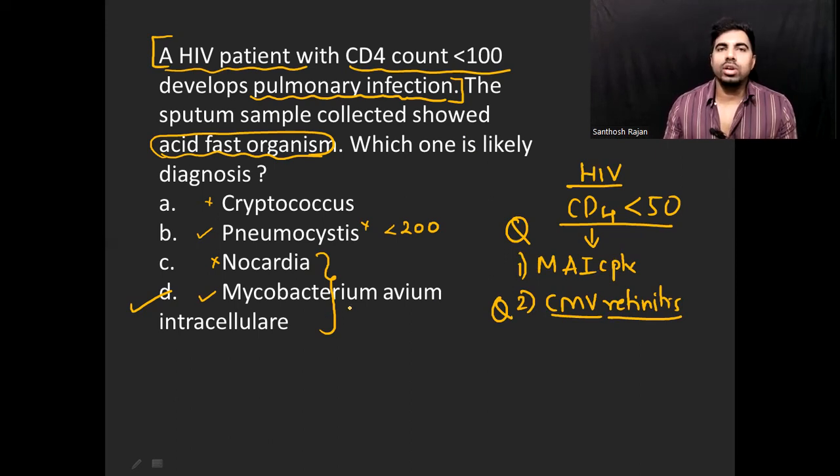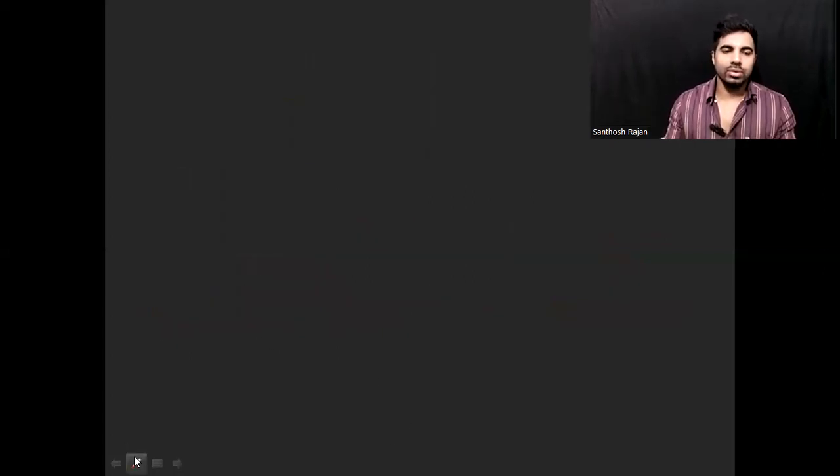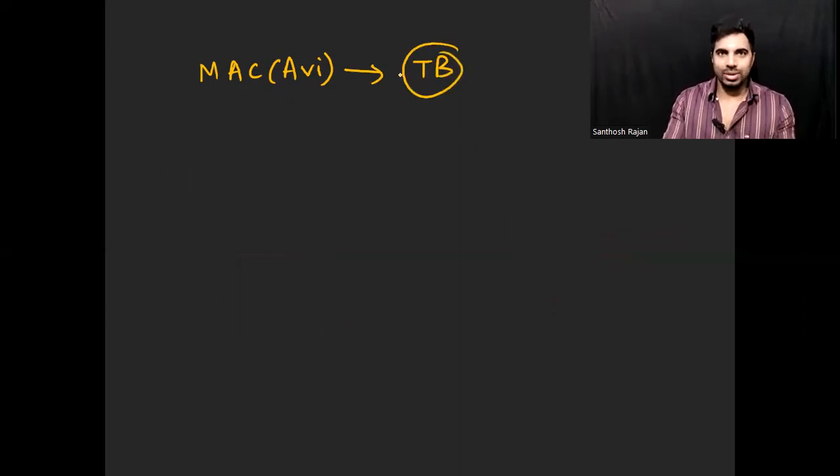So Mycobacterium avium intracellulare almost resembles TB. It's another Mycobacterium; it comes under atypical mycobacteria. So it almost looks like TB, and that's what's important. And please remember, when you talk about Mycobacterium tuberculosis, there are a few other mycobacteria you have to remember. I'm going to write that here now. One is the Mycobacterium MAC complex, Mycobacterium avium intracellulare. Avium, what is it? It looks like TB, so it also can cause TB.